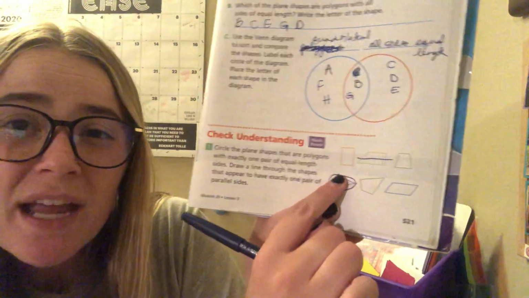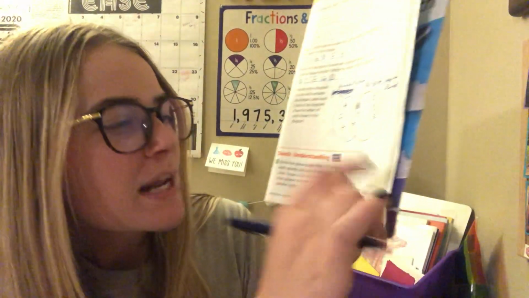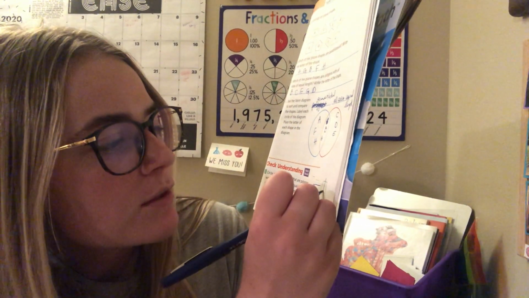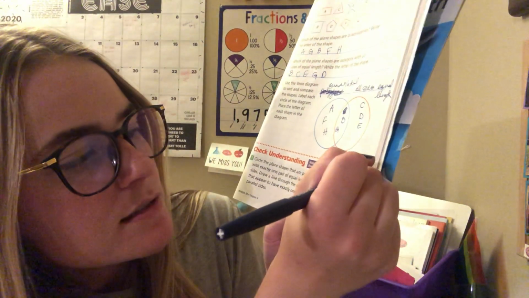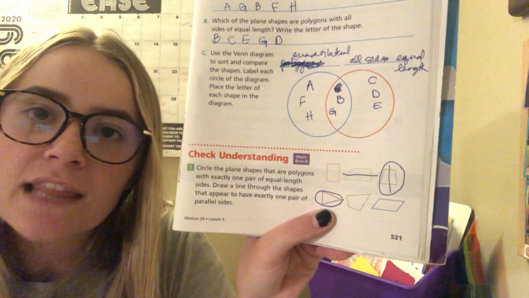This has two pairs of parallel sides and two pairs of equal length, so I'm not going to do anything to it. This one has nothing going on. This one has exactly one set of parallel sides, so I'm going to draw a line through that. And then the rhombus has 2 sets of parallel sides, so I'm going to do nothing to that. Oh wait, but then this one has 2 sides of equal length. So I would circle and put a line through it.